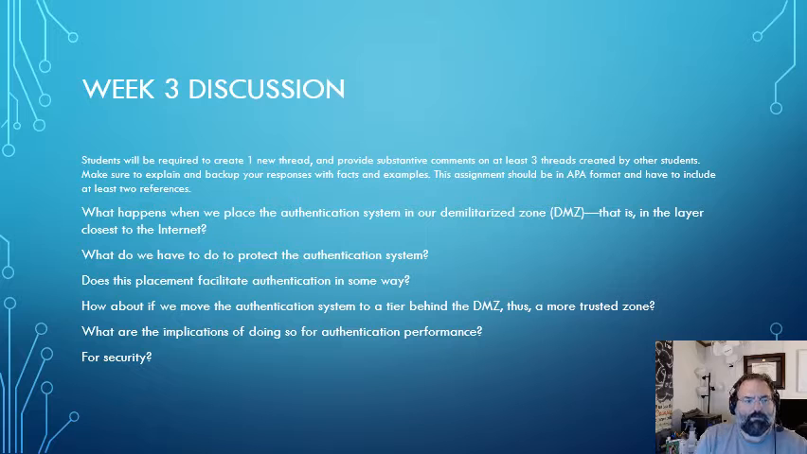So the assignments. In the week 3 discussion, you're asked to evaluate what happens if you were to put your authentication system into the demilitarized zone, the DMZ. And that's the layer that's closest to the internet that typically isn't really protected by a firewall per se. So what do we have to do to protect the authentication system? And does this placement facilitate authentication in some way?